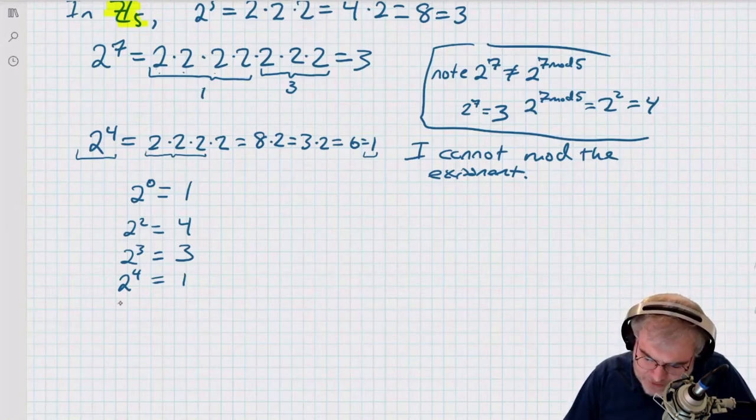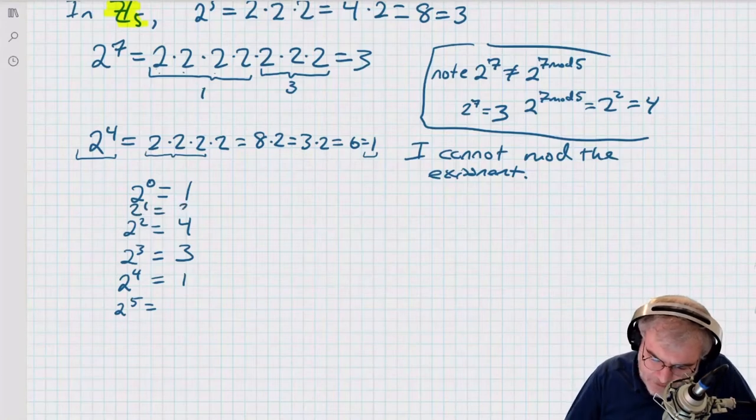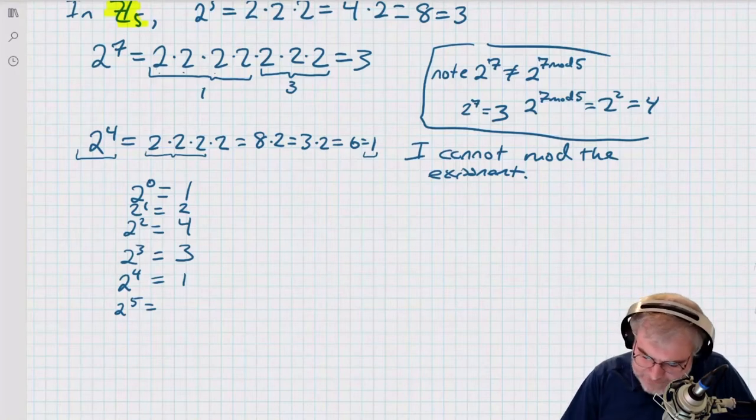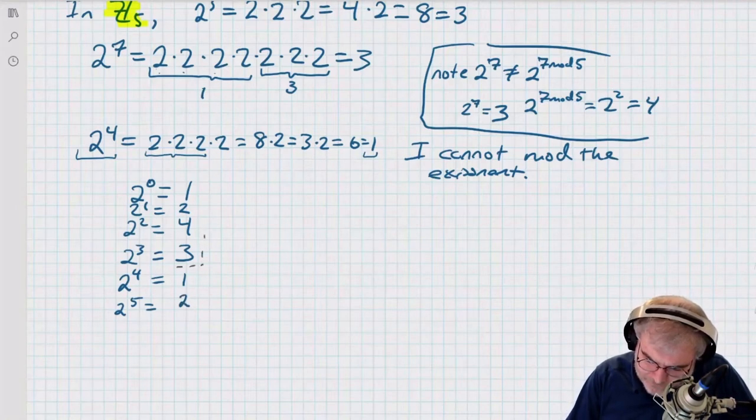So now I'm going to do 2 to the 5th. Oops, I forgot 2 to the first. So 1, 2, 4, 3, right? 2 to the 0 is 1. 2 to the first is 2. 2 squared is 4. 2 cubed is 3. 2 to the fourth is 1. And now it's going to repeat. So 2 to the fifth is going to be 2. 2 to the sixth is going to be 4. 2 to the seventh is going to be 3. 2 to the eighth is going to be 1 again, and so on and so forth.